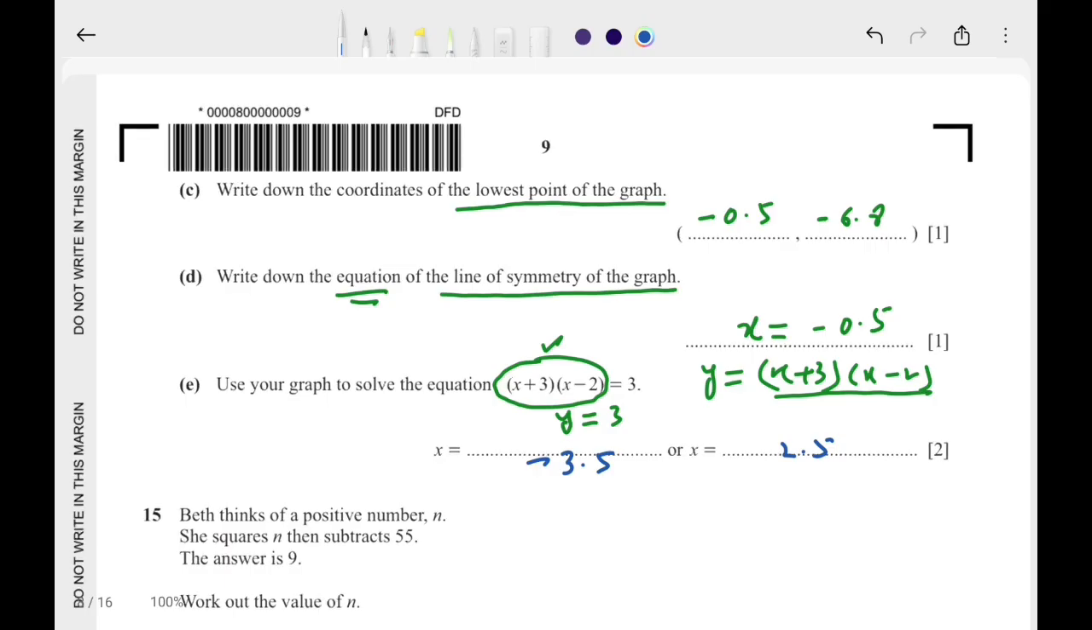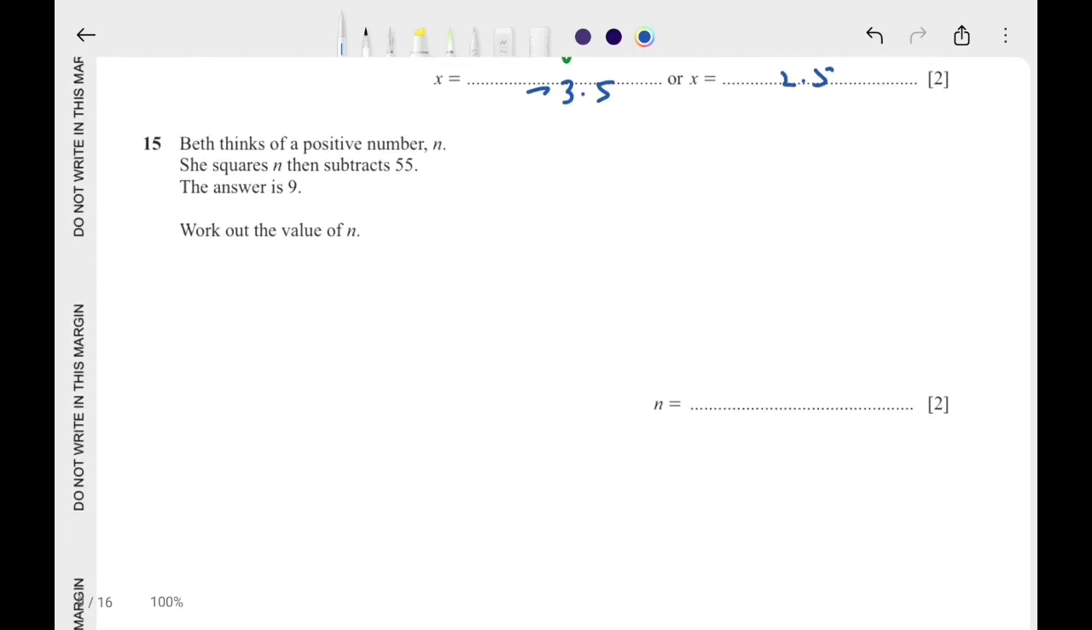Now next question. Beth thinks of a positive number n. She squares n then subtracts 55. The answer is 9. Work out the value of n. So as the positive number is n and she squares n then subtracts 55 and the result is 9. So what is the number? So n squared is equal to 9 plus 55. Add them.